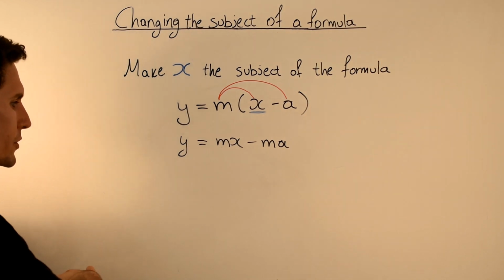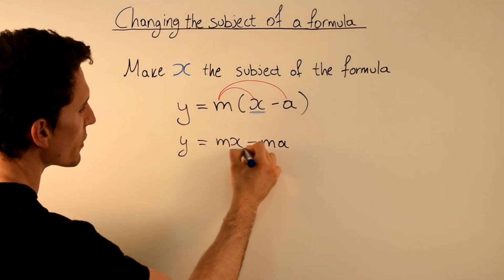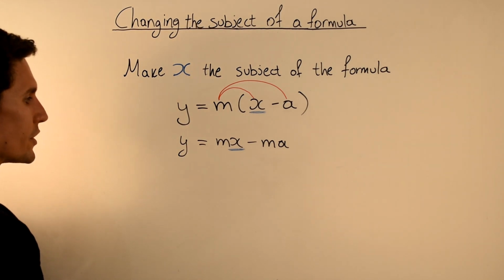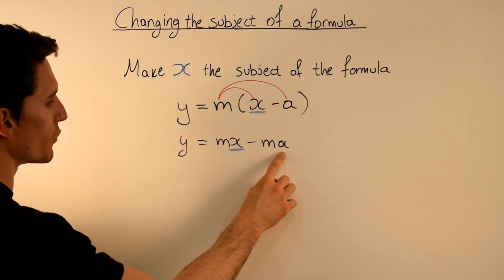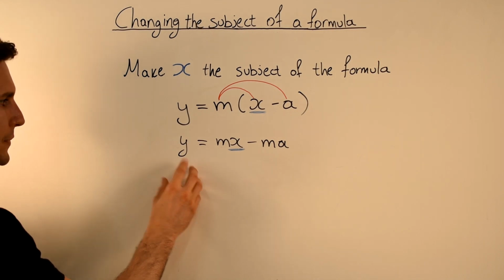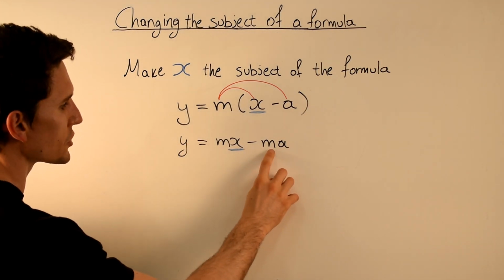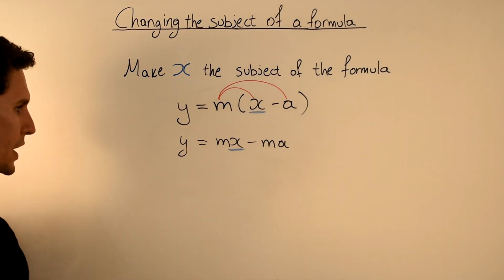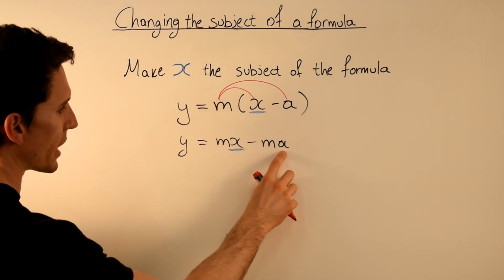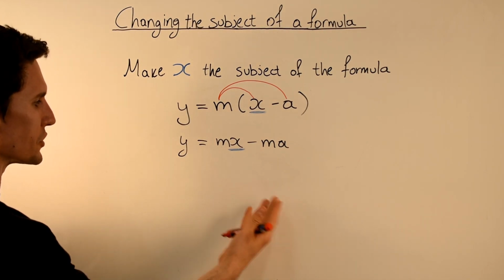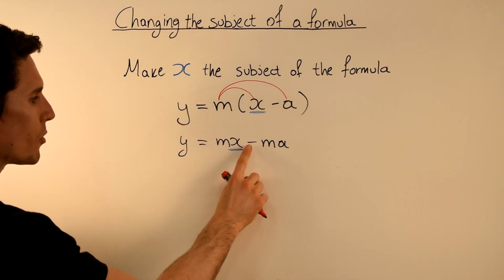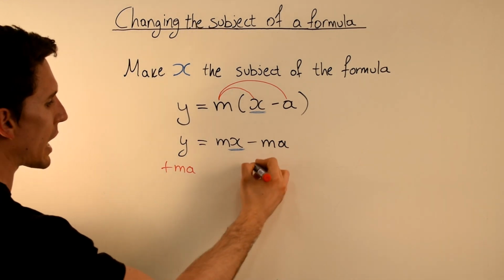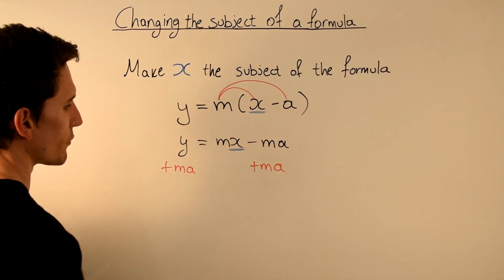And now once again I'm going to underline the x term to remember this is what we need to keep on the right. Now notice everything else will have to move to the other side of the formula. Once again we'll start with this term right here, minus ma, which is furthest away from the x. We have minus ma, so we will have to do the opposite to both sides of the formula. The opposite of minus ma is plus ma.